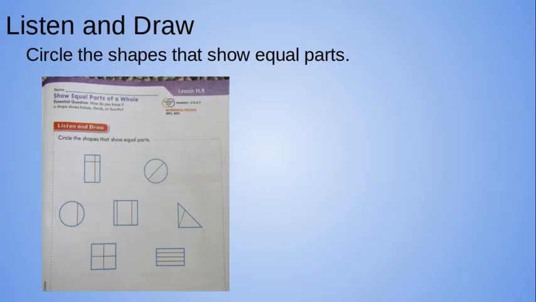Let's start by looking at the Listen and Draw section. The directions say, circle the shapes that show equal parts. Go ahead and look through each of those shapes and circle only the ones that have equal parts. I'll give you a moment and then I'll show you the answers.